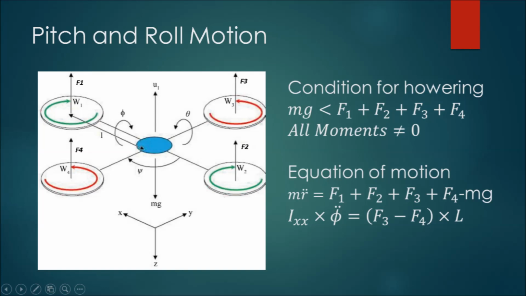For linear motion in the horizontal plane, the pitch or roll angle must be non-zero. This causes a non-zero component of thrust in the horizontal direction. This force causes a resultant moment in the horizontal plane.